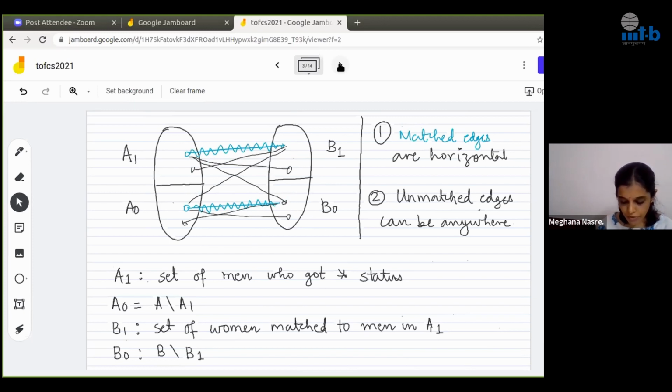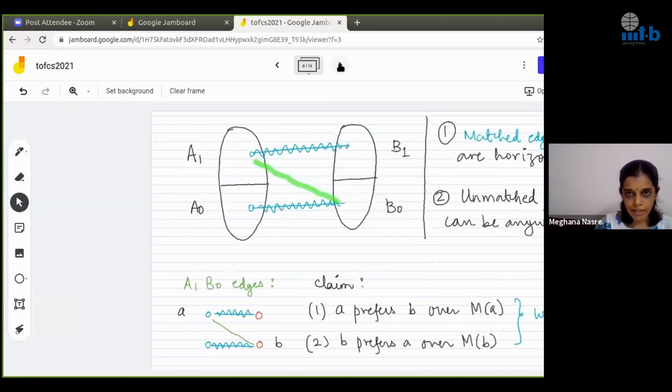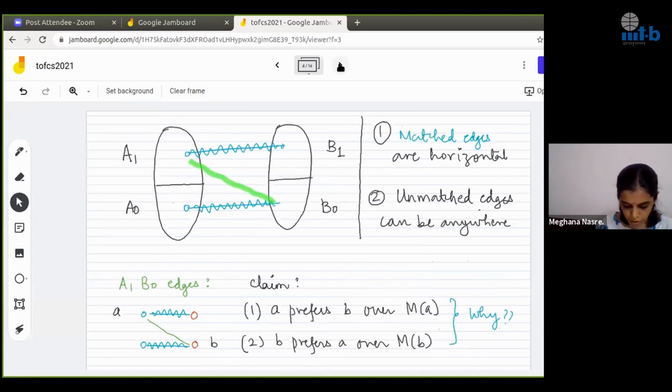So what we are doing first is we are going to take these edges which are unmatched edges, which I have drawn as green edges, and I want to analyze these edges and ask how they behave in terms of the votes that they get. Okay, sorry, so I have not changed my view. So I am going to look at these unmatched edges which I have drawn in green, and I want to analyze these. These are edges from A1 to B0, and I want to analyze them. So I've written these edges as A0, B1 edges.